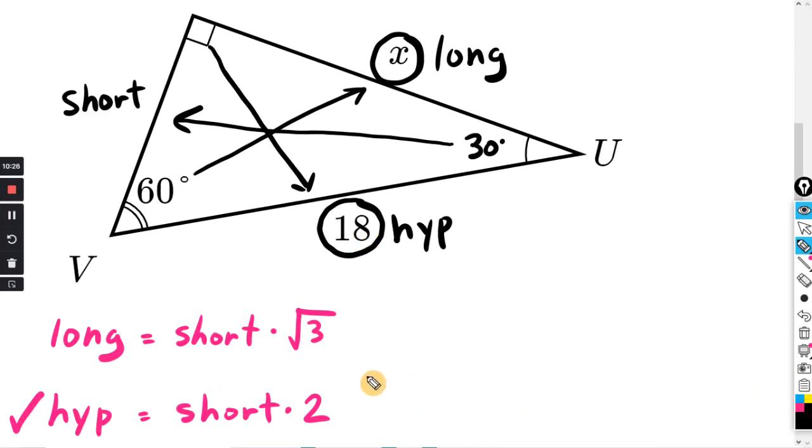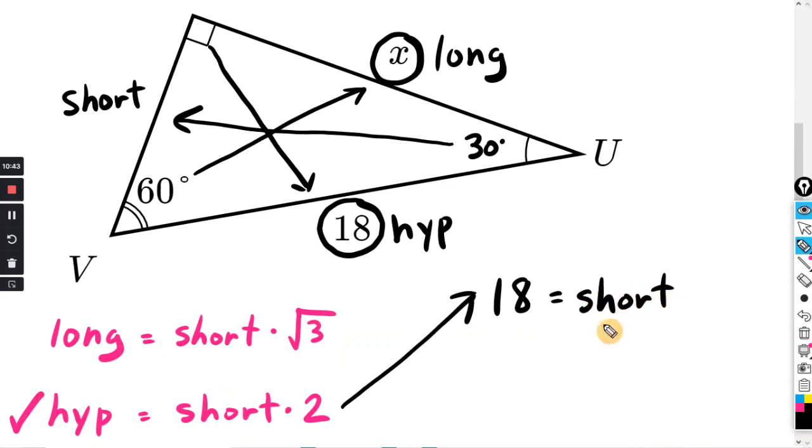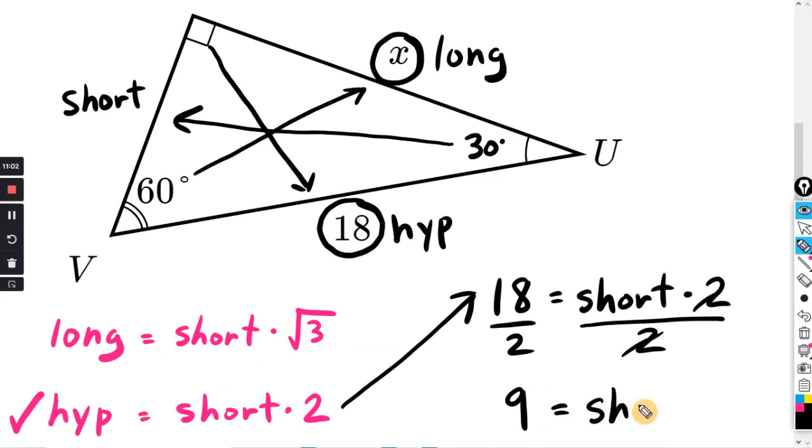All right, so let's see. The hypotenuse is 18. The short leg we don't have, so I'll just call it short. And the short leg is times 2. Solving for the short leg, the opposite of times 2 is divided by 2. And it cancels here. 18 divided by 2 is 9. So the short leg equals 9.